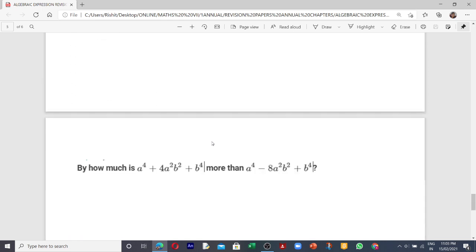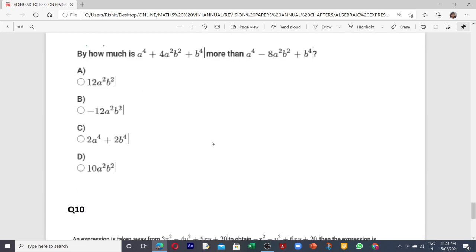Now next is question number 9. This one, children. By how much is a to the power 4 plus 4a square b square plus b to the power 4 more than a to the power 4 minus 8a square b square plus 66 b to the power 4? Last one is b to the power 4. What will be the answer? And there are no vertical bars, children. Ignore these. More से पहले जो लगा है, and before the question mark, and after all the options, one vertical bar is there, na? So ignore it, children.